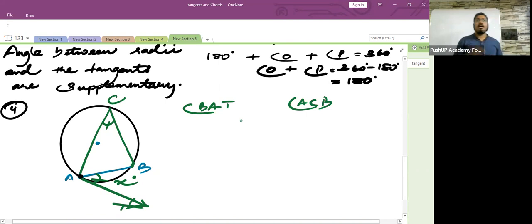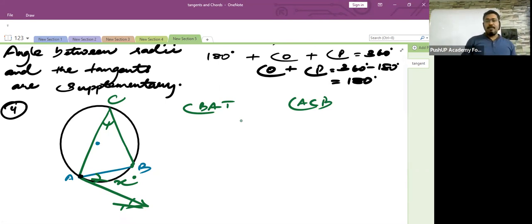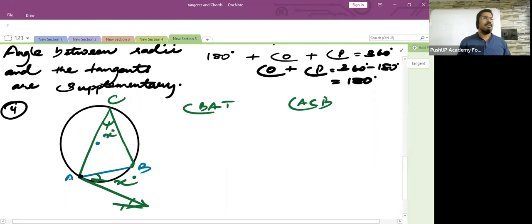Now, how can you relate these two angles? Very simple it is, children. Whatever is angle BAT, the same will be angle ACB. Kindly make a note of this. Isn't it easy to remember?